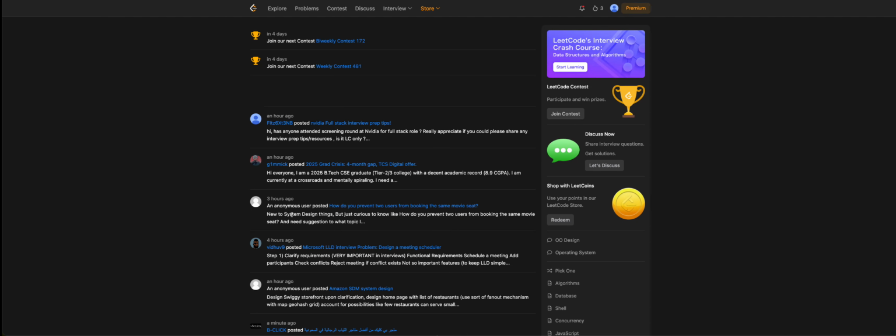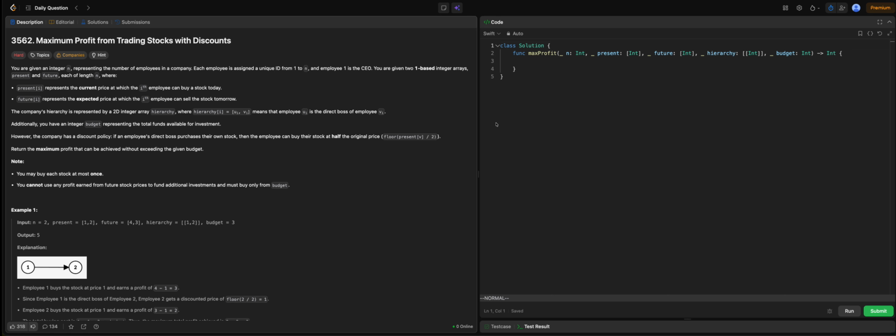All right, let's get back to the LeetCode and welcome back to Everything is Swift. I think with this kind of loading, I'm pretty sure I'm going to meet with a hard problem. Okay, the LeetCode problem is Maximum Profit from Trading Stock with a Discount.